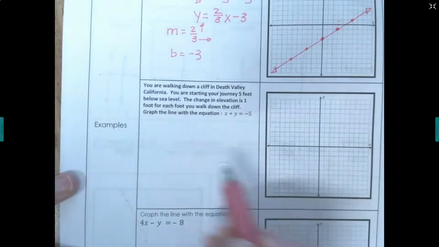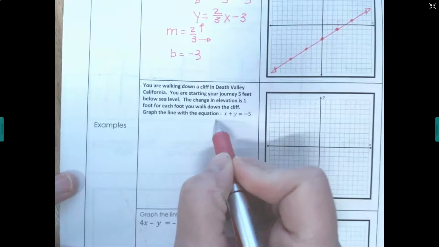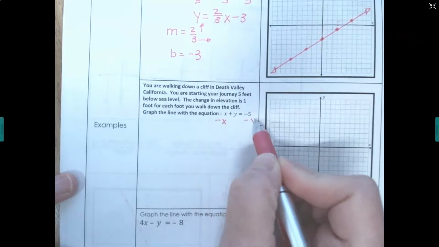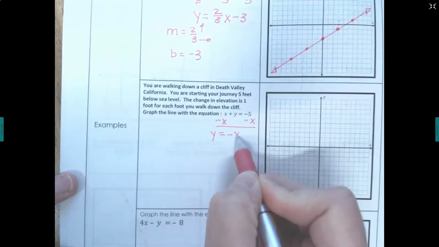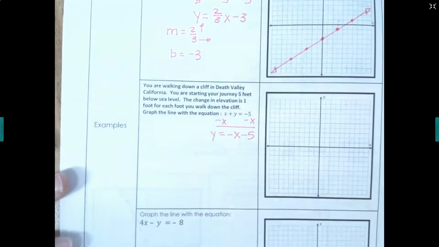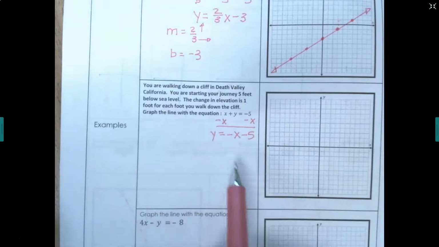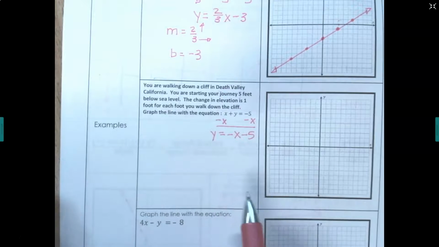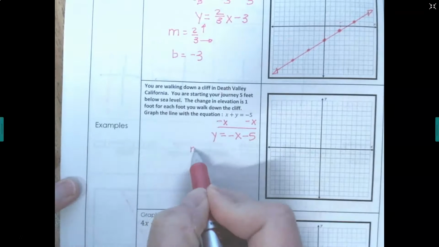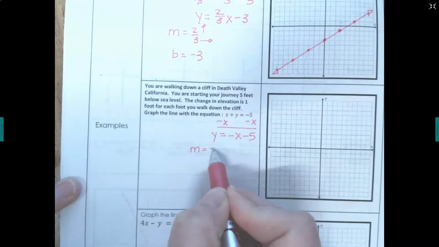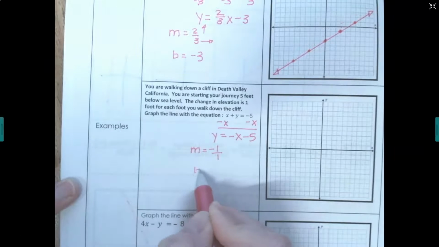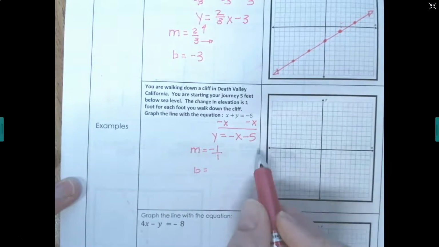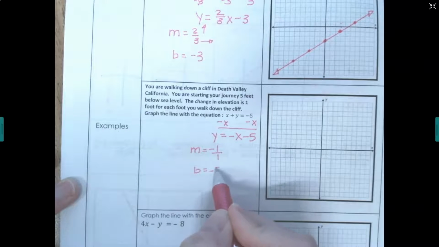Okay, we're in standard form, so we want y by itself. We're going to move the x over, and we get y equals negative x minus 5. That's it. That's all we need to do. We've got y alone. There's no dividing we need to do. So our slope here is negative 1. And remember, any whole number you can place over 1 to kind of give us our rise over our run. And then our y-intercept is negative 5.